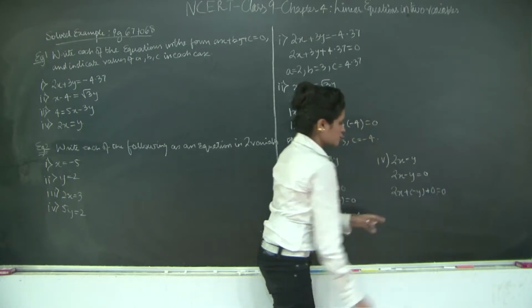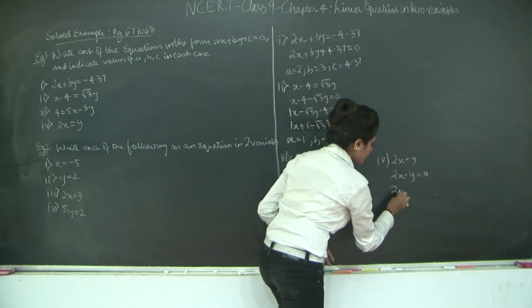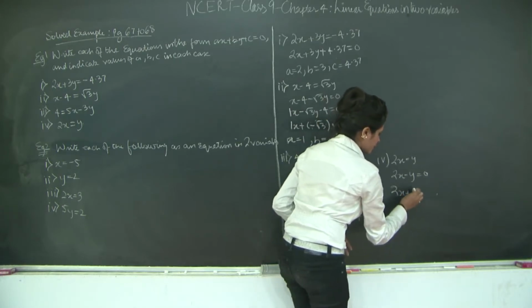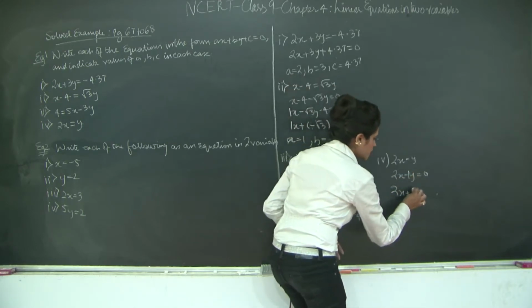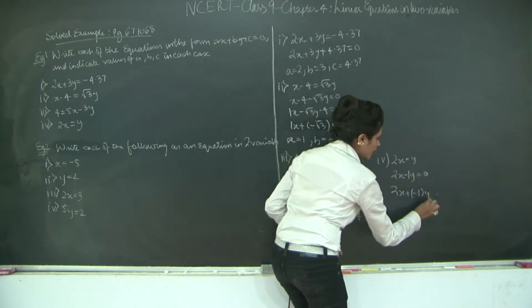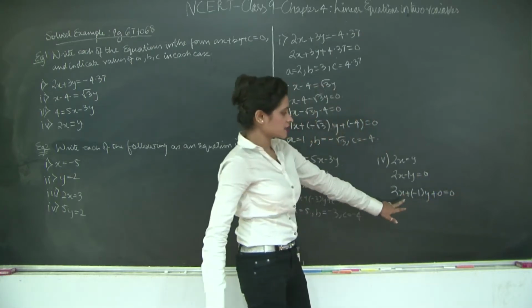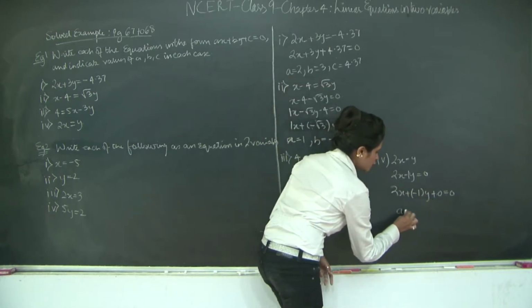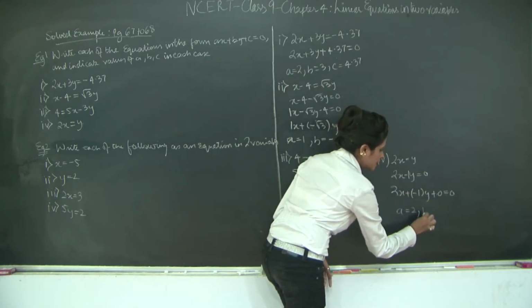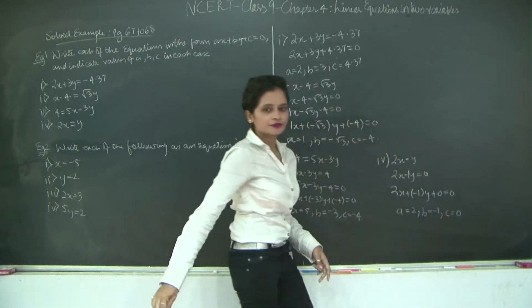So now we have, I'll just rewrite it once again, 2x plus, this minus y can be written as minus 1 into y. So plus minus 1 into y and plus 0 is equal to 0. So now this is in the form of ax plus by plus c is equal to 0. Therefore my value of a is 2, b is minus 1 and c is equal to 0.